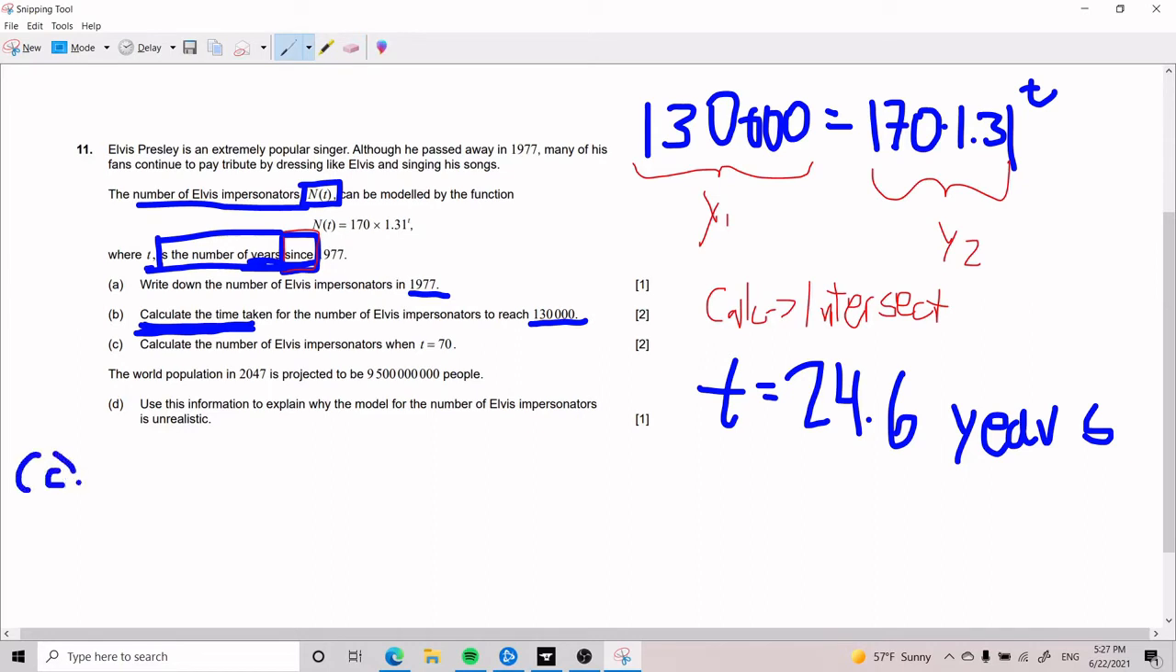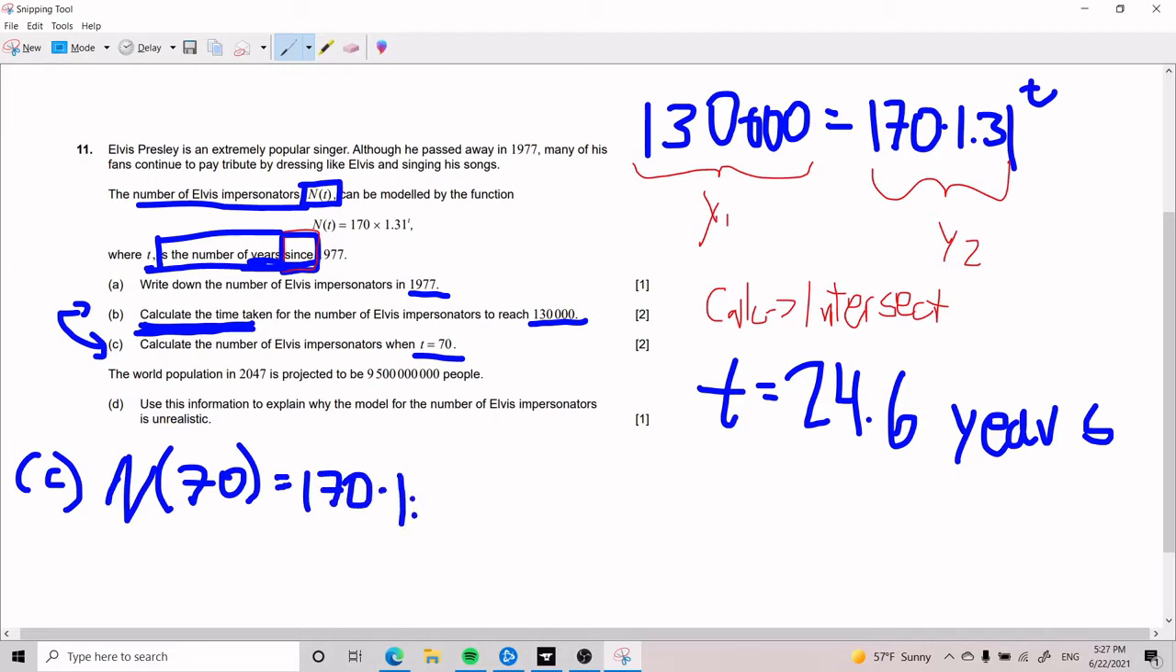For part C, we're going to calculate the number of Elvis impersonators when t equals 70. So this is kind of like roles reversed from B and C. In part B, t was the variable, and in part C, t is not the variable. And so we will be finding out what is my n of 70, okay, when I plug in 70 for t. And yeah, so we go ahead and do that.